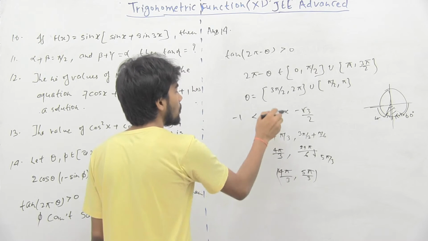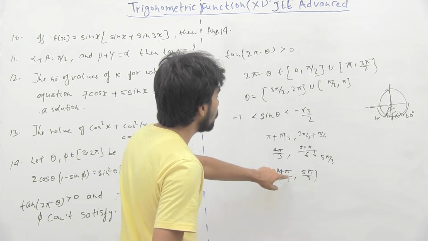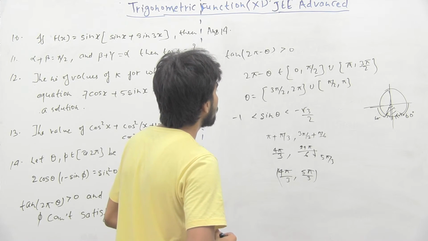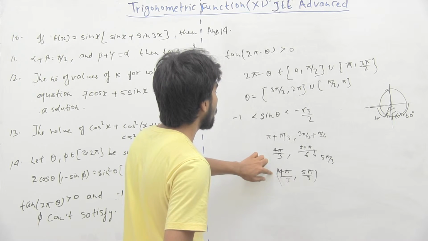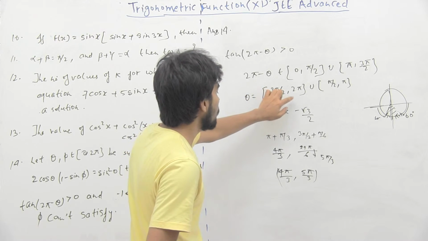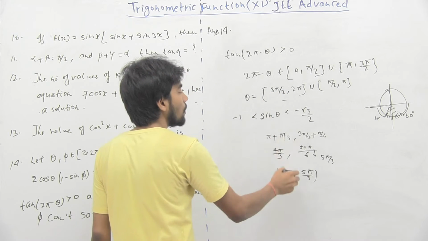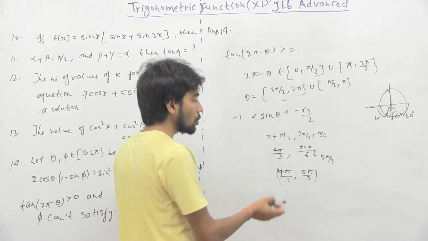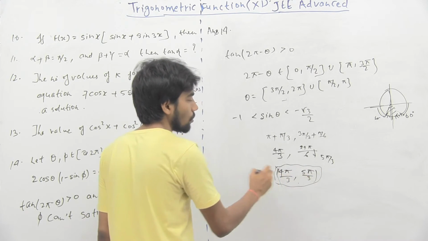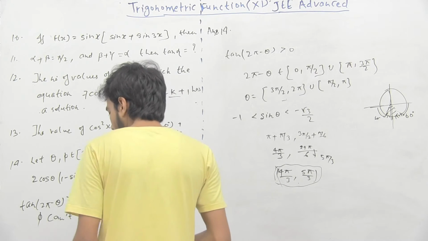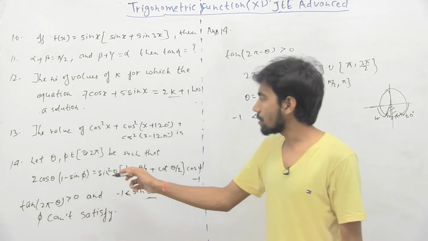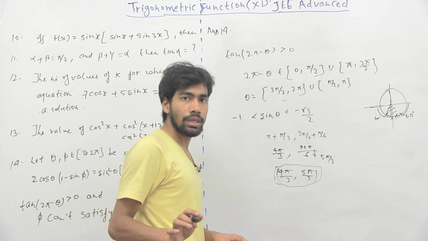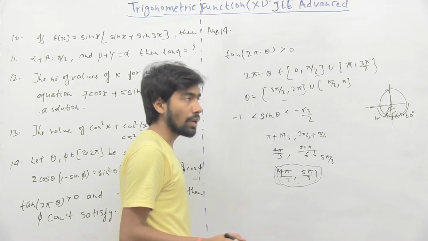Now take the union of these two sets. 4π/3 to 5π/3 means 1.33 and 1.6. Here it is 1.5 to 2, okay. So definitely this is a subset of this term. So when we take the union of these two, our value will be this, okay. Now solve the second equation. So we found the range of θ which lies in the interval 4π/3 to 5π/3.